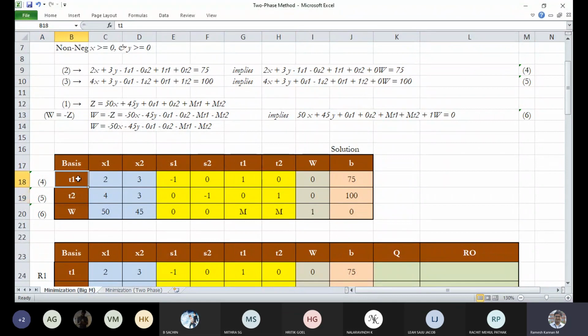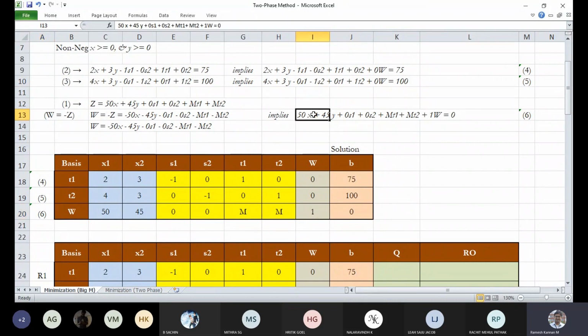I'll come back to this t1 and t2 a little later, but understand these are the coefficients like 4, 3, minus 0 and minus 1. So minus 0 plus 0 does not make any difference. So that's why I kept it plus, but you can even always retain it as minus 0, something like that. Right, and then minus 1, which is S2, then 0 T1 and 1 T2 plus 0 W equals to the right-hand side answer 100, right? So then the sixth equation, which is our first equation, which is our objective function.